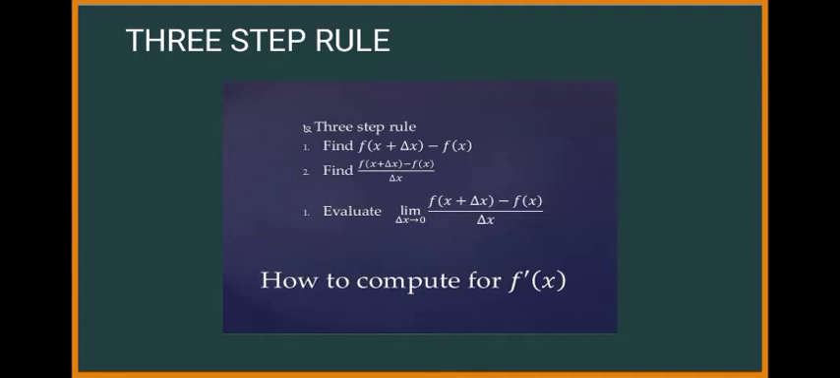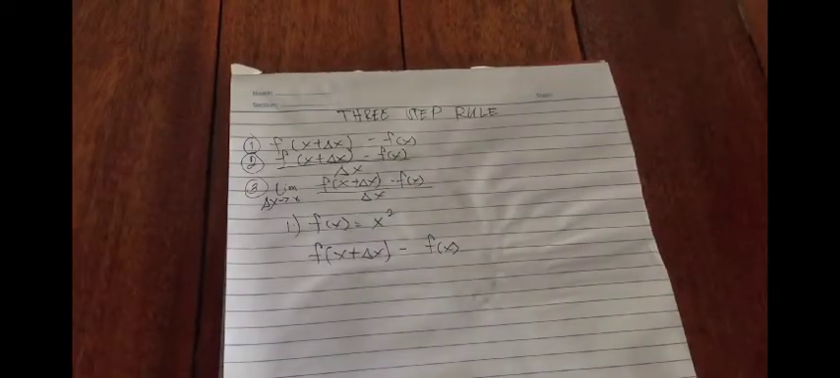So for Unit 2, we have the 3-step rule. First, find f(x + Δx) minus f(x). Second step, find [f(x + Δx) minus f(x)] over Δx. And third, evaluate the limit of [f(x + Δx) minus f(x)] all over Δx as Δx approaches 0. So, how to compute for the derivative? Dito naman sa 3-step rule, gagamit tayo ng 3 steps para makuha natin yung final answer.